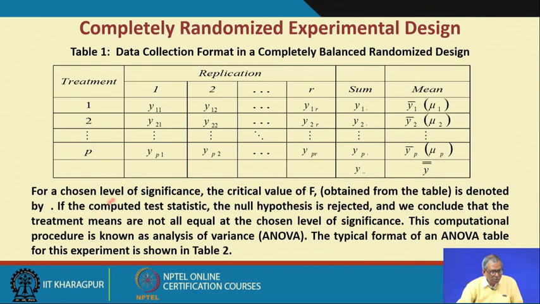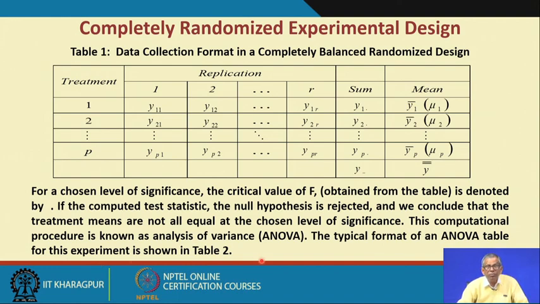So for a chosen level of significance alpha, say 0.01 or 0.05, the critical value of F is obtained from the table. If the computed test statistic exceeds it, the null hypothesis is rejected, and we conclude that the treatment means are not all equal at the chosen level of significance. This computational procedure is known as analysis of variance. The typical format of an ANOVA table for this experiment is shown.